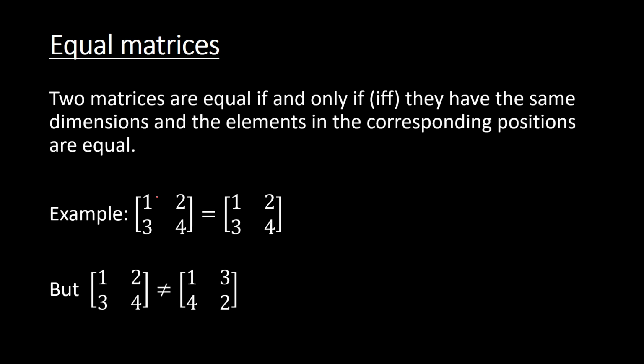Whereas this one here would not be equal because notice the 2 is not in the same place. We have a 2 here, but then a 3 on the top right instead. So because of that, this would not be equal matrices. Even though it's the same dimensions, even though all the numbers are the same, the numbers are not in the same corresponding location.